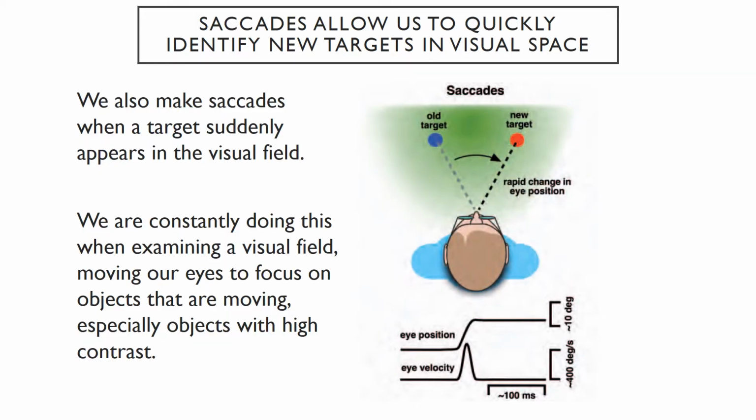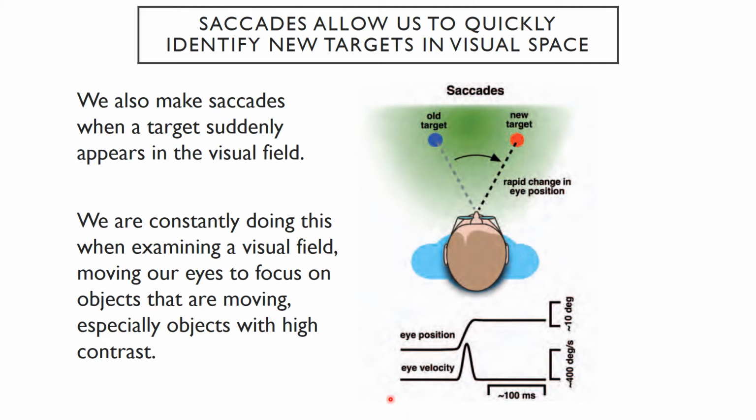So saccades allow us to not only assemble what a visual field looks like, they also allow us to identify new targets in visual space. We make saccades when a target suddenly appears within the visual field. So this person, his head is pointed forwards, but his eyes are slightly turned to the left, and he's staring at this blue dot, calling it the old target. Then all of a sudden, a new target appears in his visual field. His eyes will suddenly quickly move over to that new target.